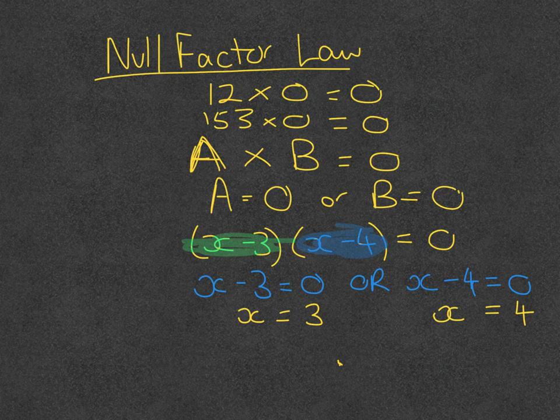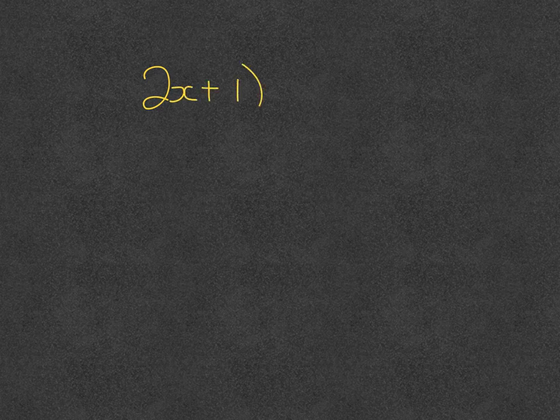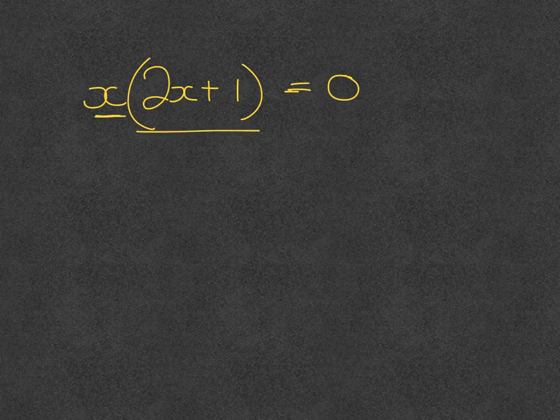Do another example, similar to that. If we've got 2x plus 1 and we've got x out the front equals 0. Now remember, that really means x times 2x plus 1. So our two numbers in this case are x and 2x plus 1. So according to the null factor law, either of those could equal 0 or both. So we've got x equals 0 or 2x plus 1 equals 0.